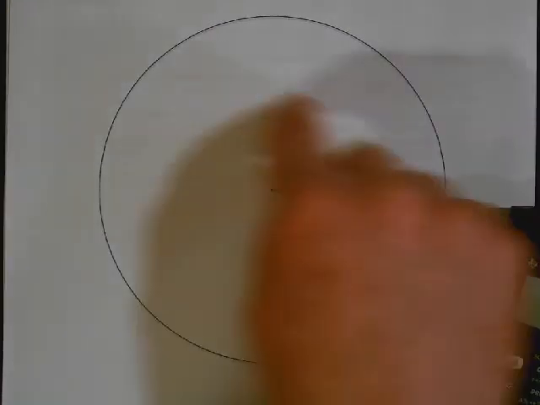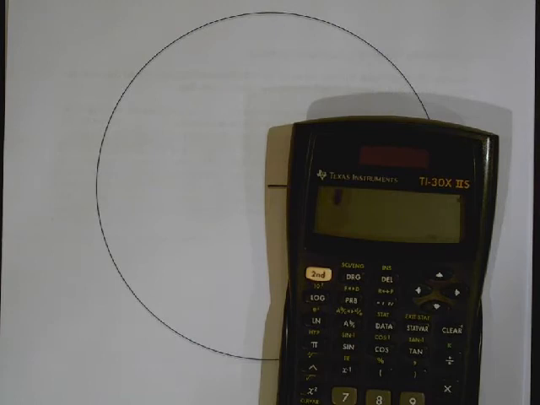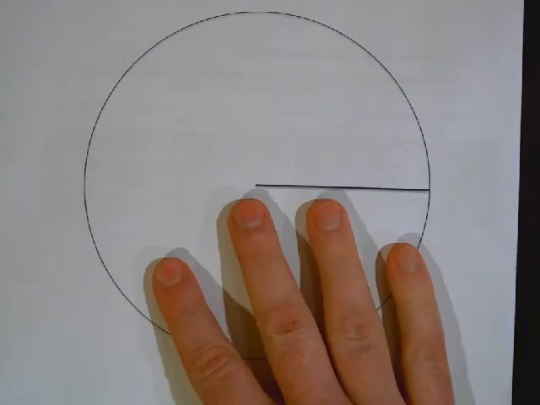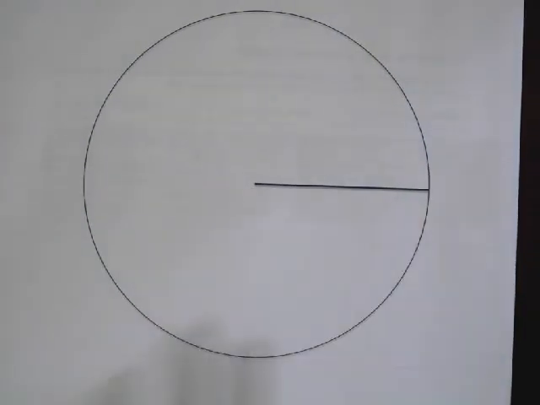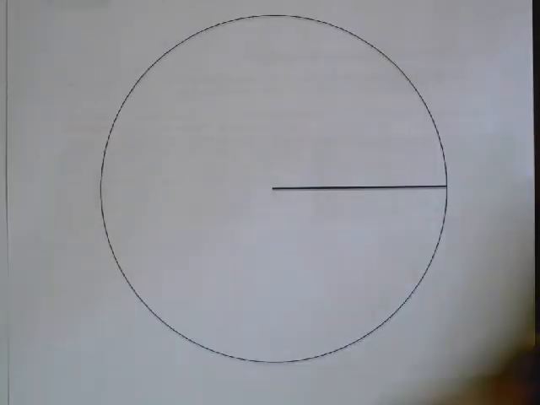One time around the circle, all the way around the circle, is 360 degrees. Okay? One time around the circle, all the way around the circle, is 2 pi radians. And as long as you know that, you can do everything in this unit. So 360 degrees, 2 pi radians.